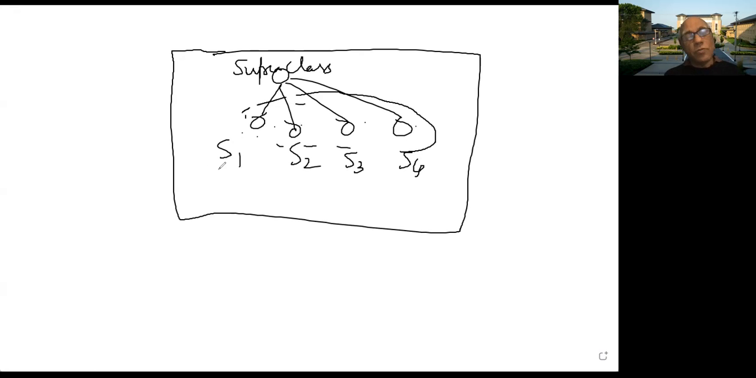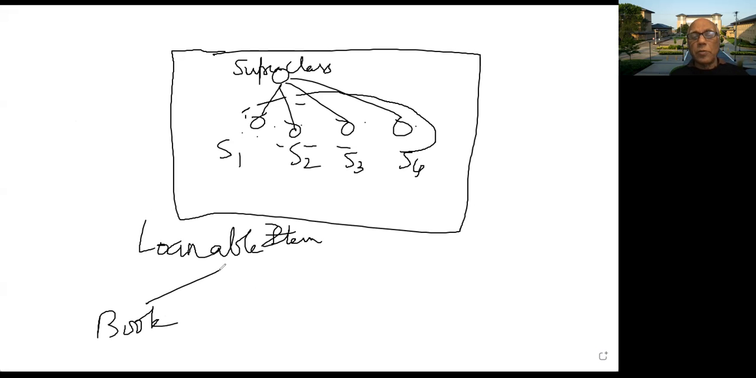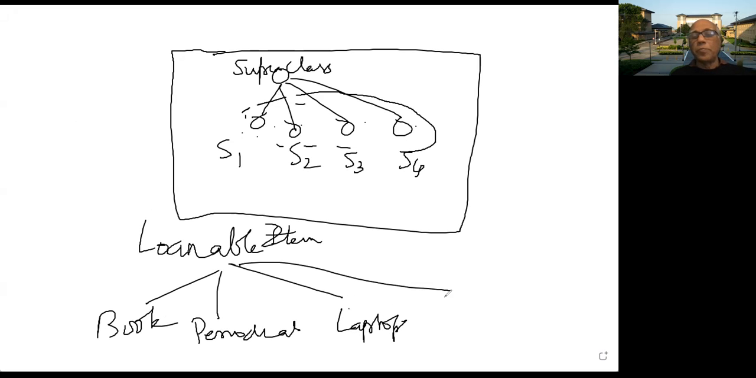What do we mean? For example, in the library, we have a loanable item, things that can be loaned out, as in the hierarchy here. We can have books, we have periodicals, then I could have laptops, I could have DVDs, and so on. So there is a hierarchy here. Suppose we want to know, for example, for all books and periodicals and laptops and DVDs, whether they are checked out or not.